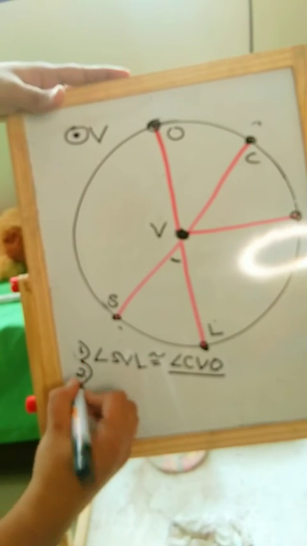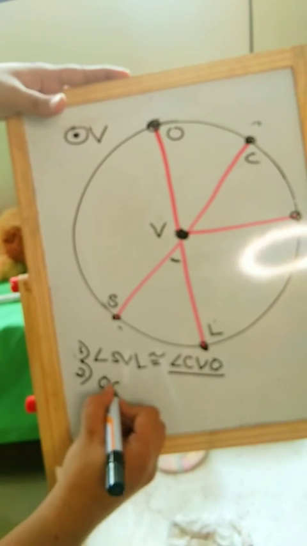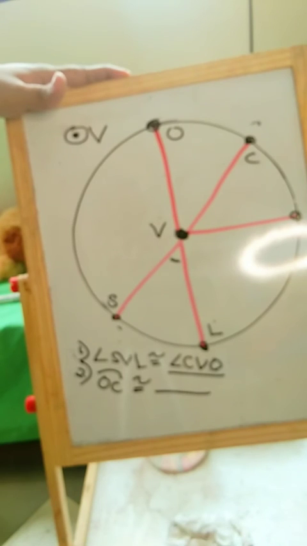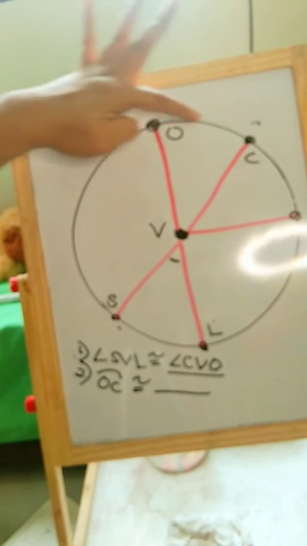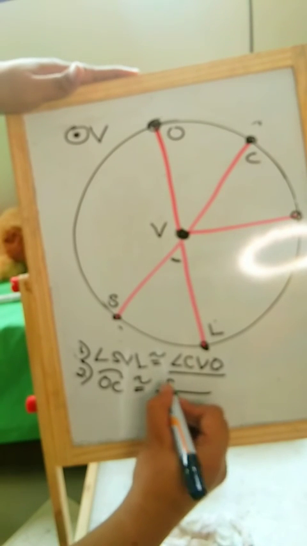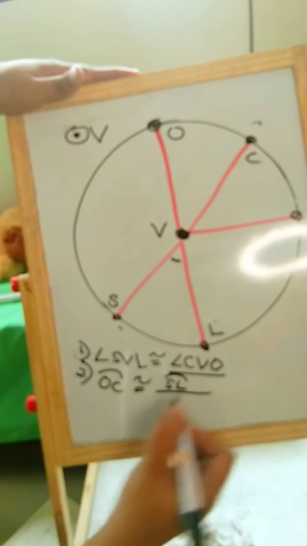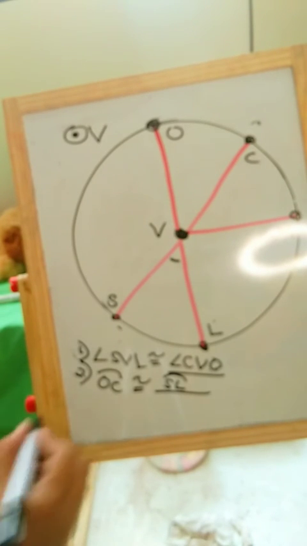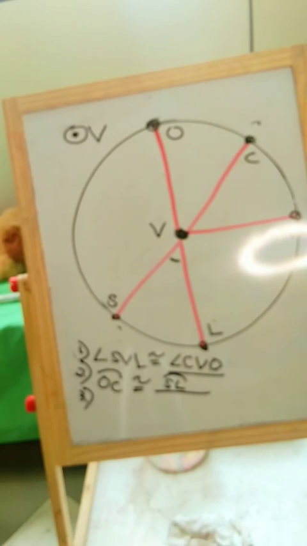Okay. Number 2, let's have this. Arc OC is congruent to which arc? Okay? So, obviously, ito yun. Okay? So, we have arc SL. By the way ha, if you do not write the symbol, that is considered as wrong. Okay? Number 3, example.